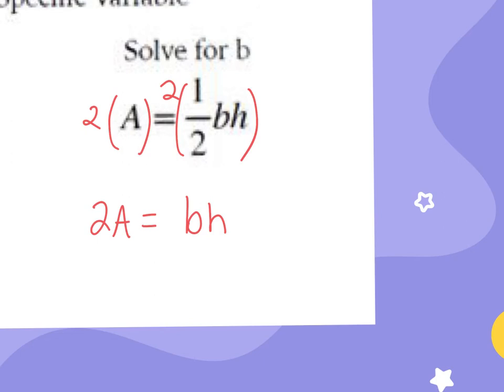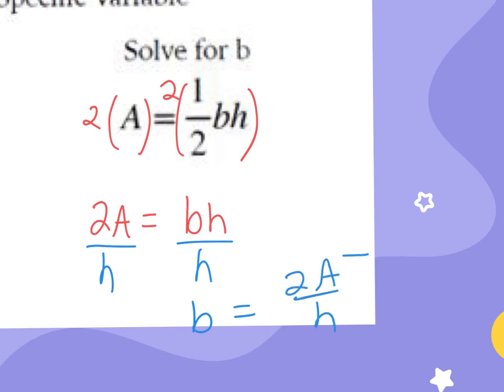Am I done yet? No. Divide by h, because we're solving for b. So b equals 2a divided by h. Leave it like that.